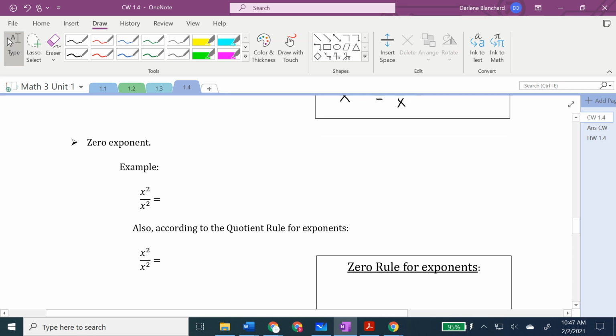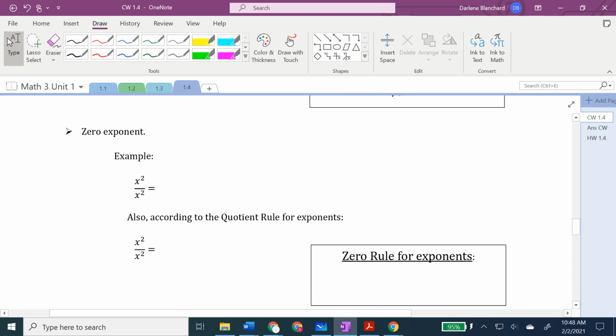And then the next rule is the 0 exponent. If I look at what is the meaning of x squared divided by x squared, you should see, well, that's just 1. They cancel each other out. You get 1. According to the quotient rule, I subtract the exponents, so I have 2 minus 2 as my exponent. So the 0 rule for exponents is anything with a 0 exponent is simply 1 every time.